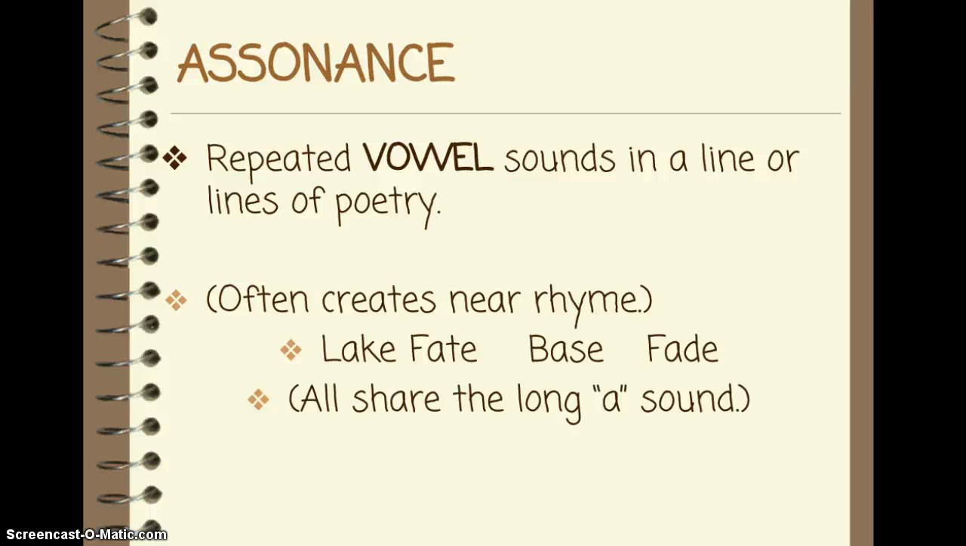Assonance, on the other hand, is repeated vowel sounds. Okay? Assonance often creates that near rhyme, that imperfect rhyme. For example, lake, fate, base, fade. Those words don't rhyme, but they all share the long A sound. So that is assonance, the repetition of vowel sounds.